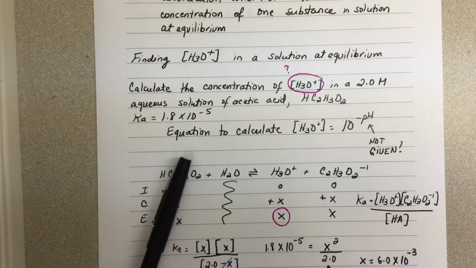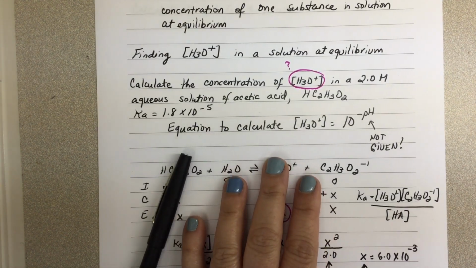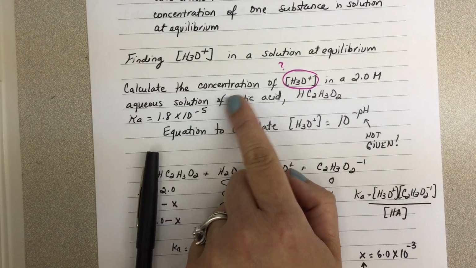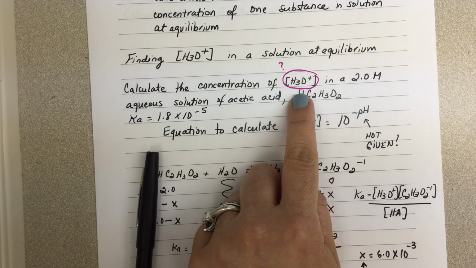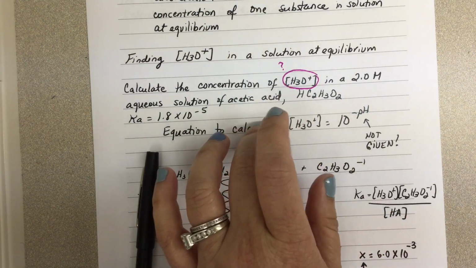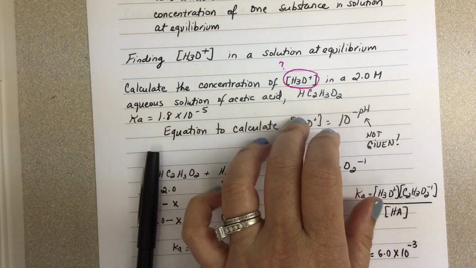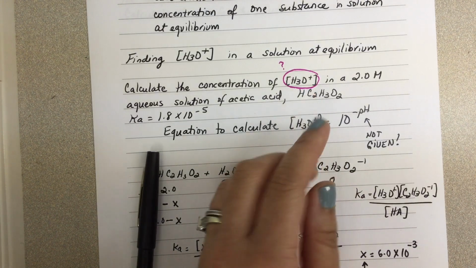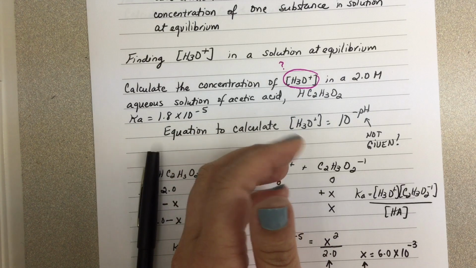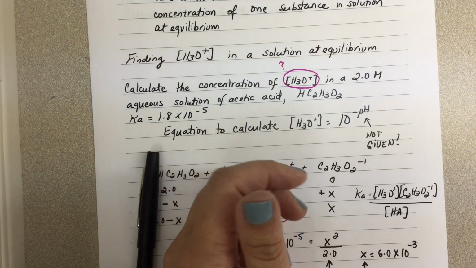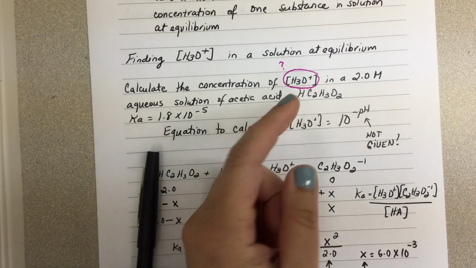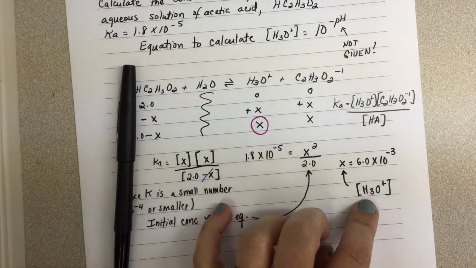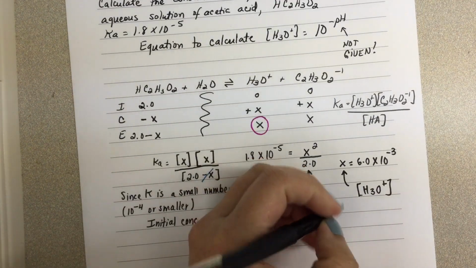Another possible way of getting the exact same problem is, instead of asking you to find the concentration of hydronium, I can ask you to calculate the pH of the solution. To find the pH of the solution, you need the concentration of hydronium, because pH equals minus log of that concentration. So it's a similar problem. It's just asking you to take a further step, because you still have to find the hydronium to get the pH.